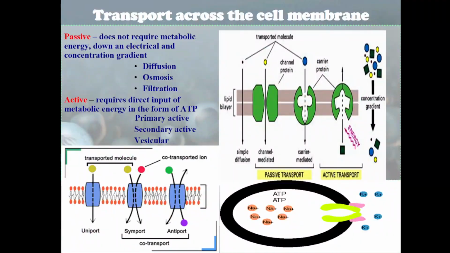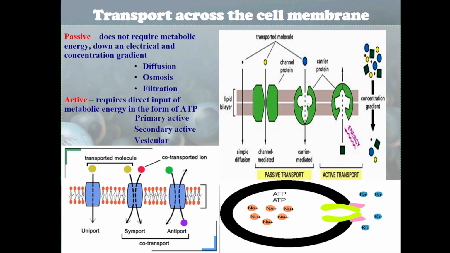Let's go back. Here you will see that we have discussed only simple diffusion of non-polar substances, ions and molecules, and charged ions through the special ionic channels. The next type of diffusion is called facilitated diffusion.